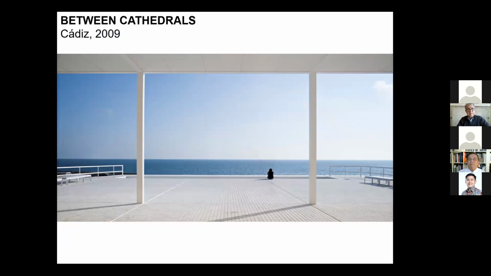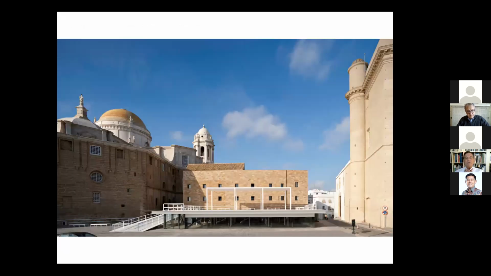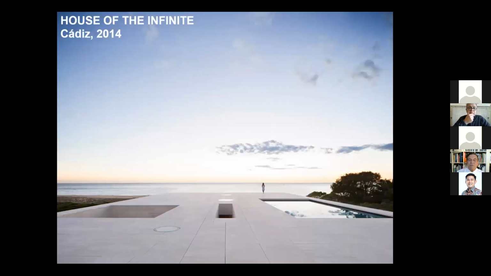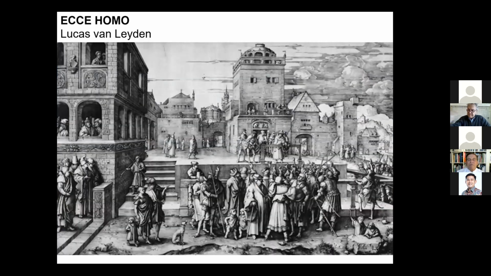And using the same idea, I built a plan, a flat horizontal plan in Cádiz, in my city, between the cathedrals, to look at the sea, and when the cars were crossing in front, because this elevated position, they will disappear. And a house of the infinite.